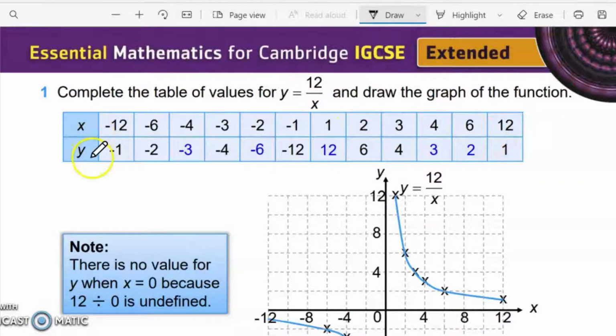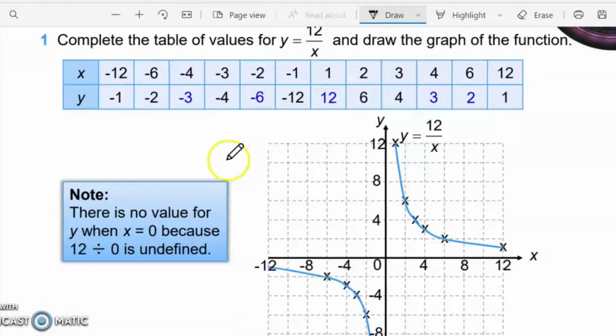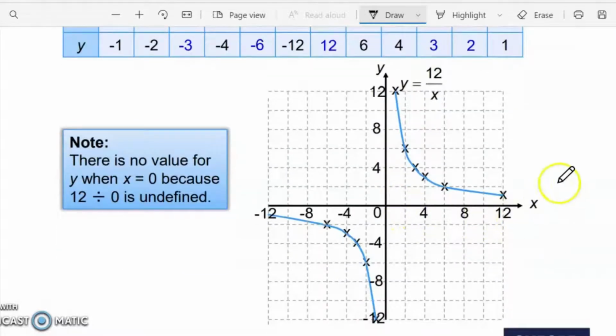So we have the table with the value of x and then the value of y. The value of x is from negative 12 until 12. Then we draw the graph with the axes. The scale for the x-axis is 2 centimeter to 4 units, and 2 centimeter to 4 units for both axes. As you can see, the y-axis is also 2 centimeter for 4 units: 4, 8, 12. Then we plot the points and join all the points smoothly.